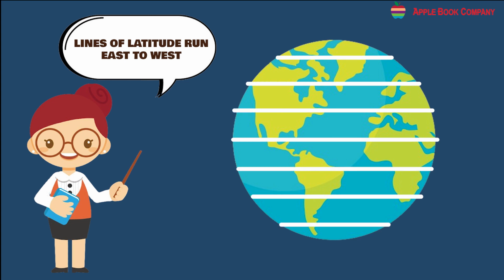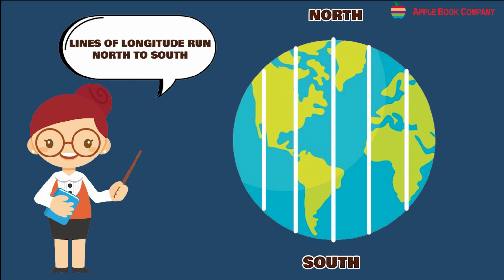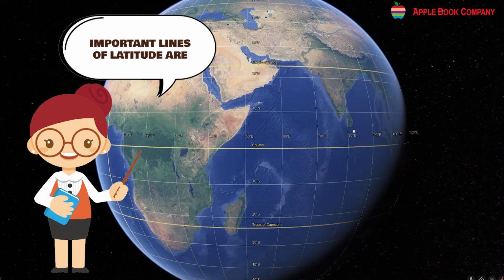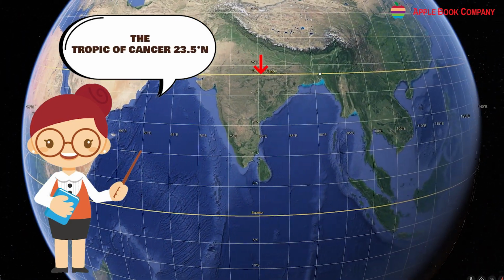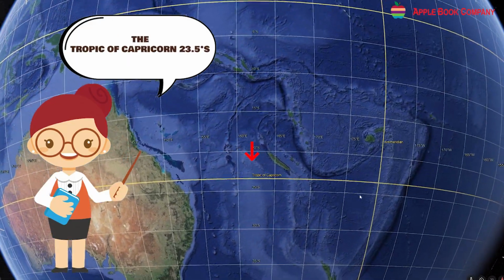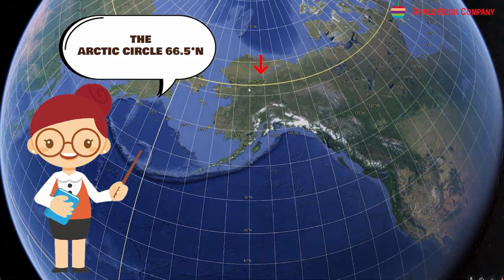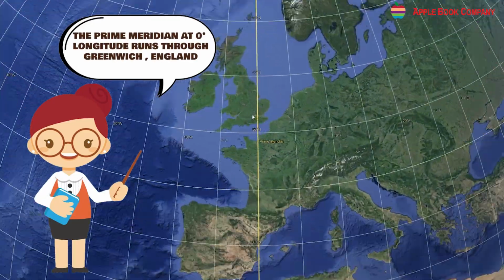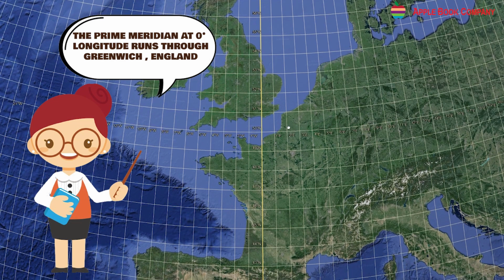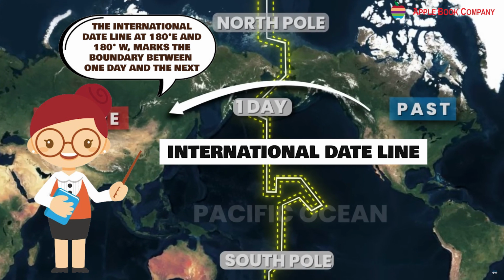Lines of latitude run east to west, and the lines of longitude run north to south. Important lines of latitude are the equator at 0 degrees, the Tropic of Cancer at 23.5 degrees north, the Tropic of Capricorn at 23.5 degrees south, the Arctic Circle at 66.5 degrees north, and the Antarctic Circle at 66.5 degrees south. The prime meridian at 0 degrees longitude runs through Greenwich, England. The international dateline at 180 degrees east and 180 degrees west marks the boundary between one day and the next.